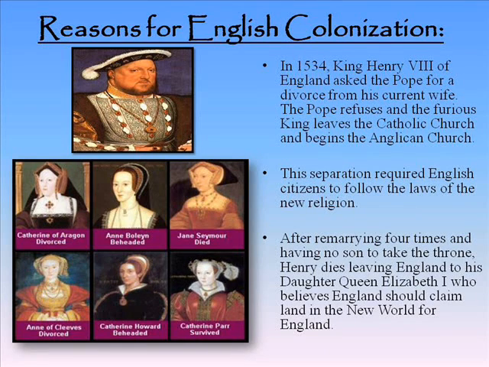Another reason people start looking to get out of England and hightail it out of there is because of King Henry VIII. Now, King Henry VIII wanted to leave his kingdom to a son. And the wife he was currently with, and you can see he had 6 of them, wasn't really producing a son. So in 1534, King Henry VIII of England asked the Pope for a divorce from his current wife. Now, that's against church practices. So the Pope refuses, and the furious king leaves the Catholic Church and begins the Anglican Church.